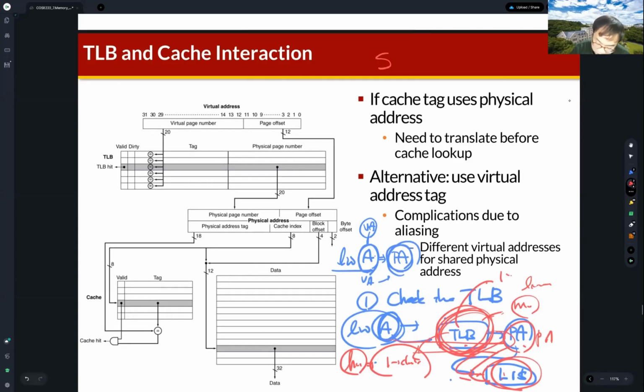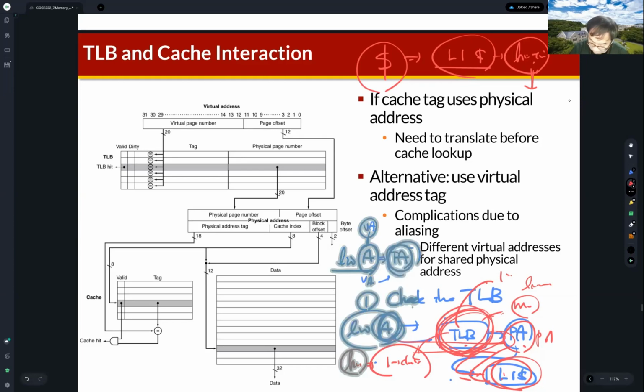Why do we use a cache? What is the main purpose of the L1 cache? Actually, when you design a cache, we need to reduce the hit time. But because of these TLB accesses, the hit time needs to be increased. We require additional cycles for accessing the TLB.